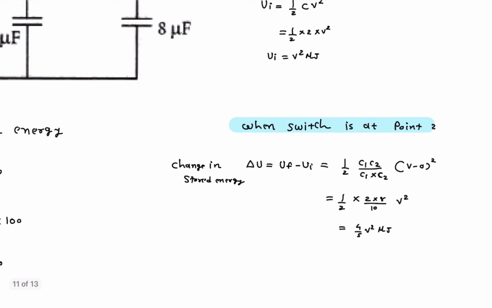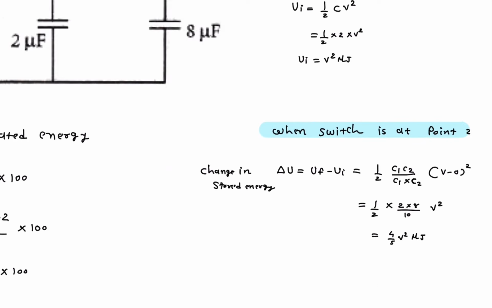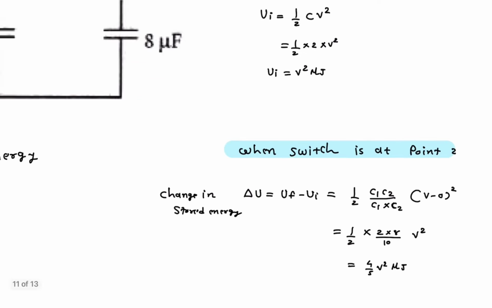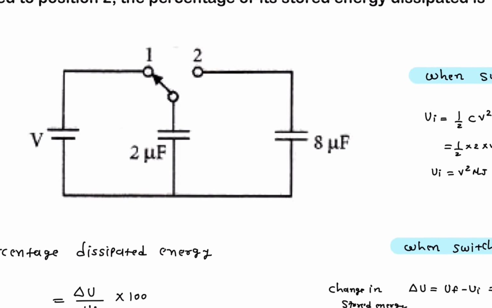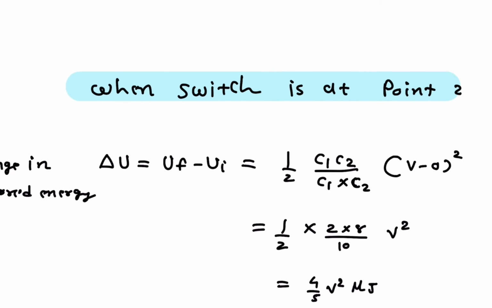When the switch S is moved to position number 2, delta U, the change in stored energy, is equal to UF minus Ui, that is final energy stored minus initial energy stored. So it becomes 1/2 times C equivalent, because when the switch is moved to position number 2, these two are in series. In case of series combination, C equivalent is equal to C1 C2 divided by C1 plus C2. So based on this formula, we can write the change in stored energy, delta U equal to UF minus Ui, with the equivalent capacitance.